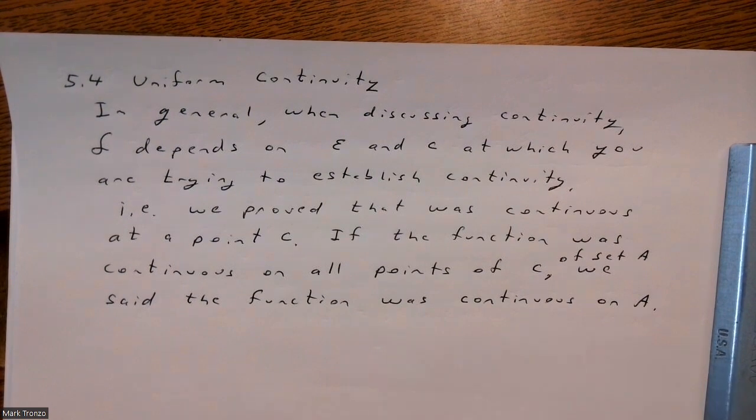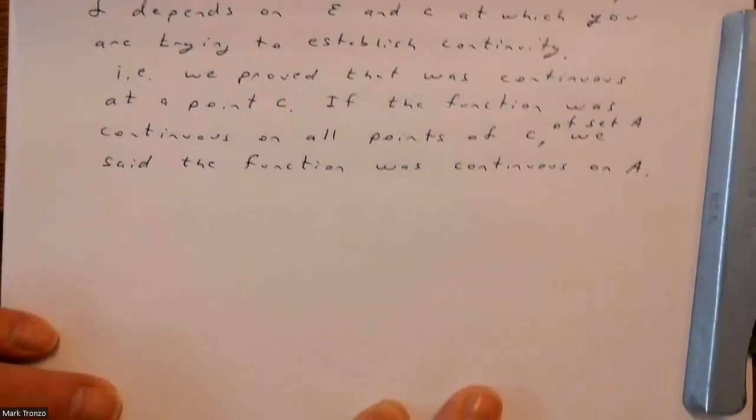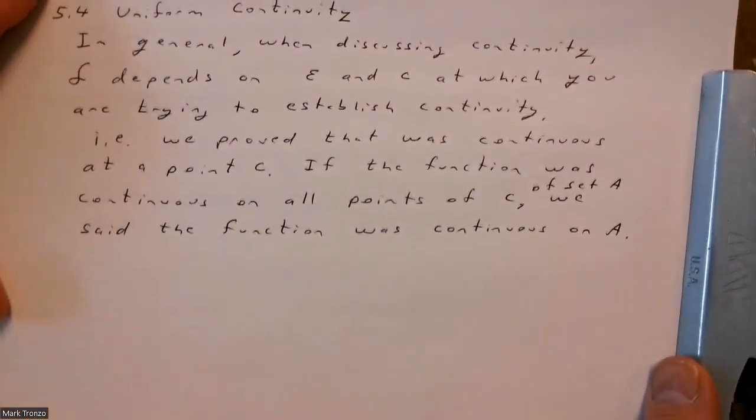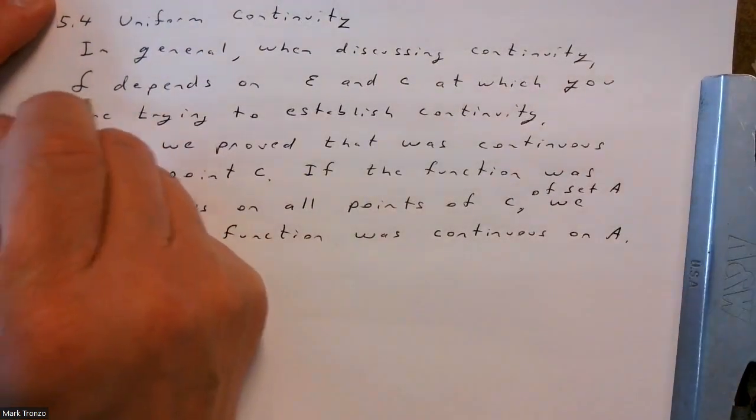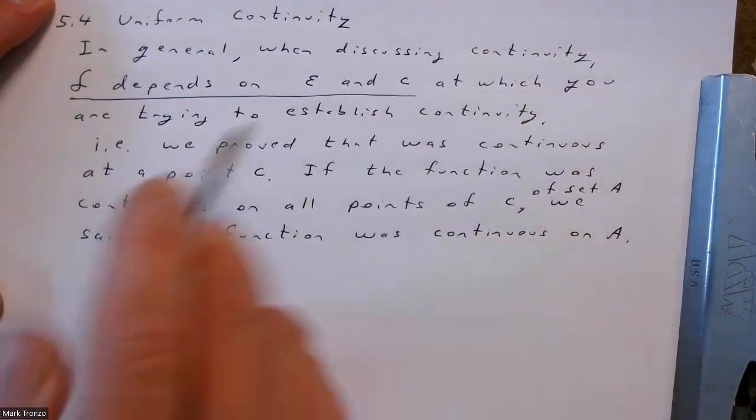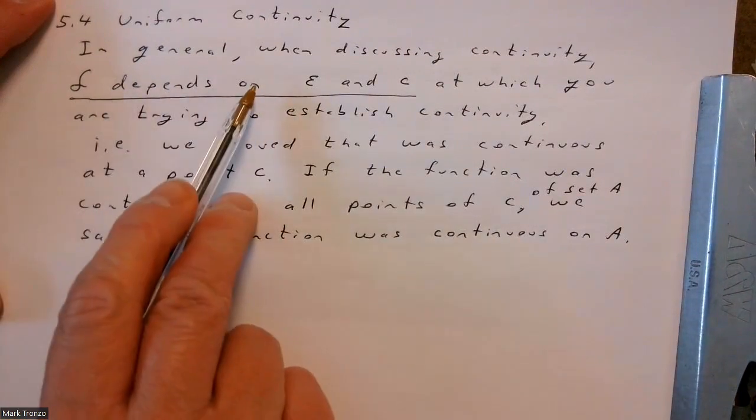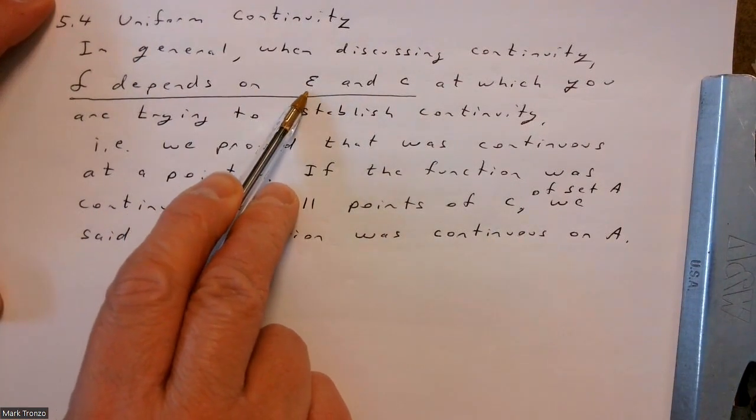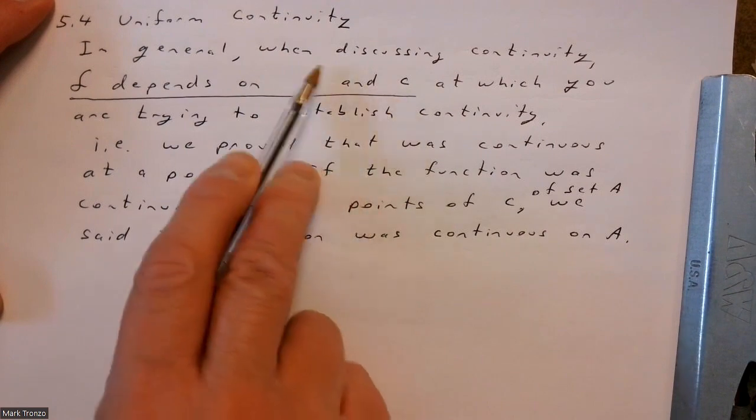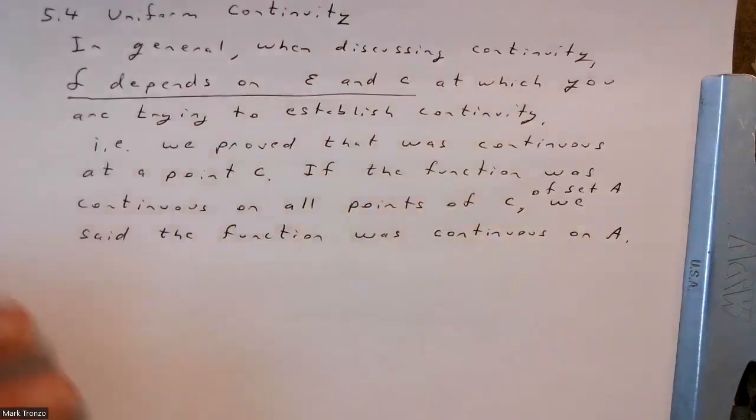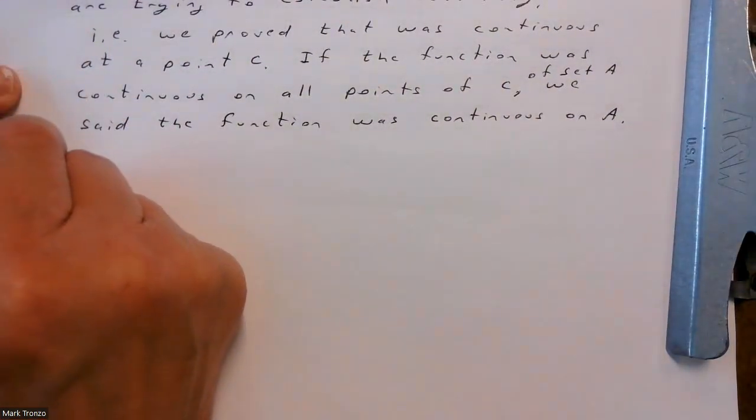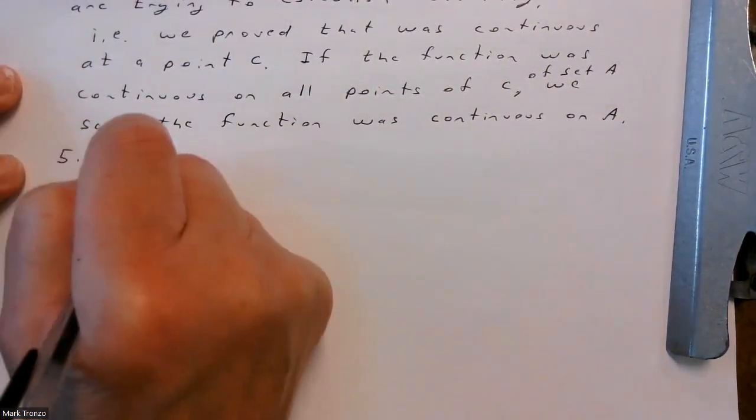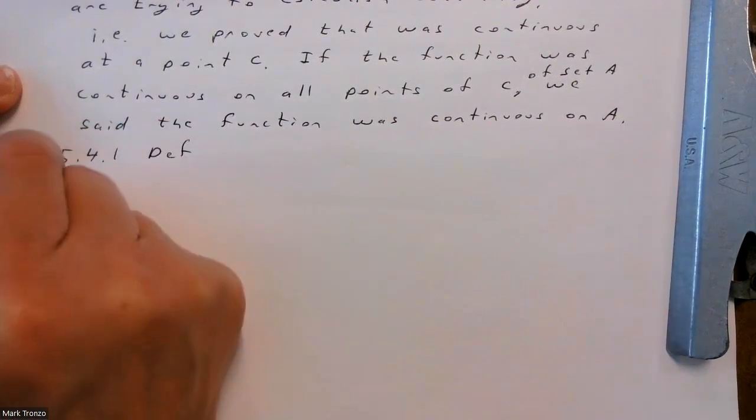And so now we have something a little bit more, called uniform continuity, which says that when we're finding our delta, unlike before, it's going to depend not on epsilon and c, but just on epsilon. And so now this is the way it's generally stated. Let me do this. 5.41 definition.